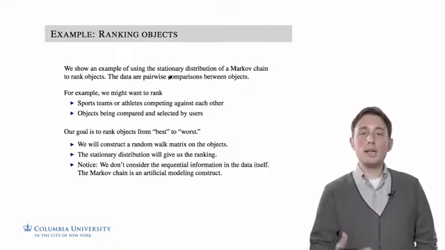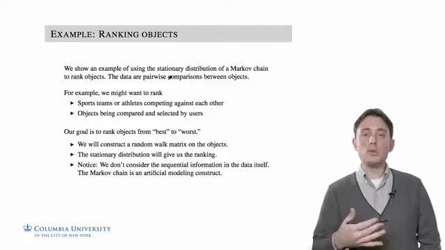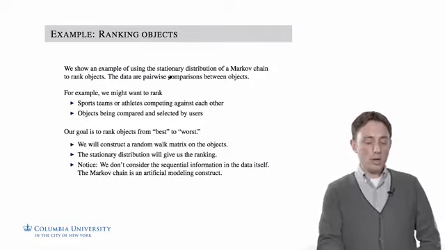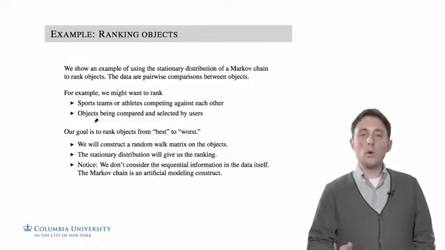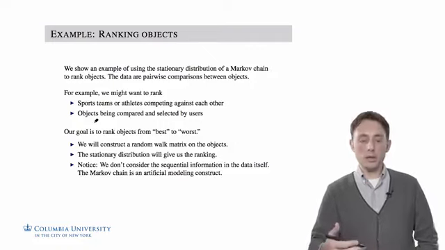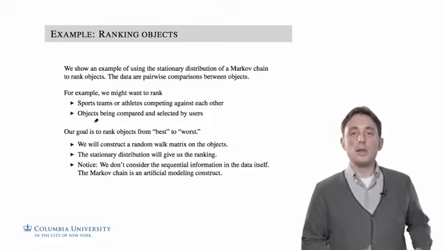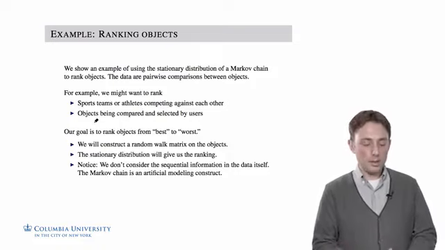So imagine we have S objects or S teams or S athletes that are competing against each other. Or we could have S objects being compared where users are selecting their preference between two different objects. Our goal now is to rank the objects or rank the teams or the players from best to worst using a Markov chain. So that means that we need to somehow find where a Markov chain can be applied to this problem.